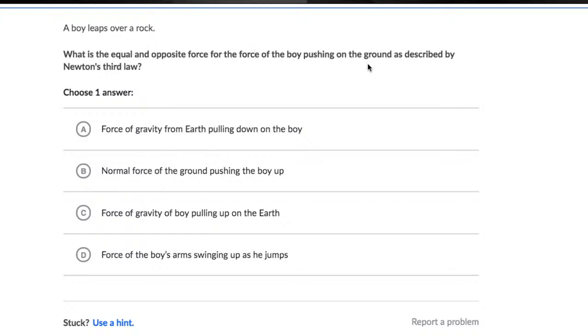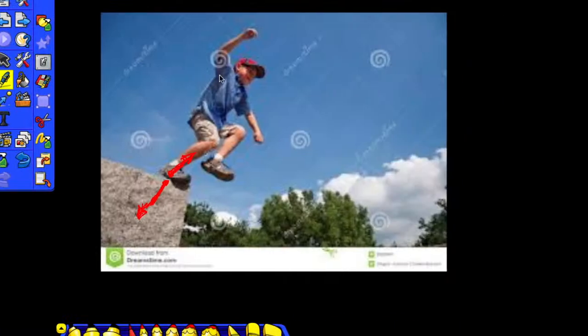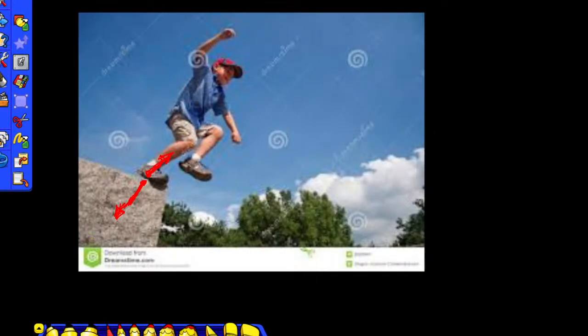What is the equal and opposite force for the boy pushing on the ground? Force of gravity will pull it downward, like this, in green color. Earth will pull it in the downward direction. That is called weight, and its reaction will act at the center of the Earth, like this. So that is not the answer.